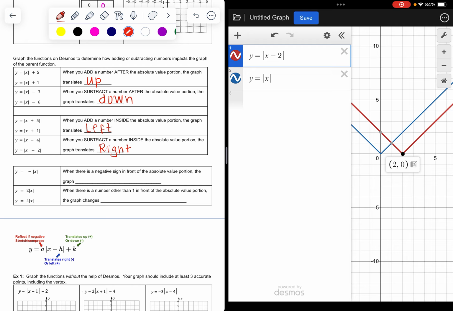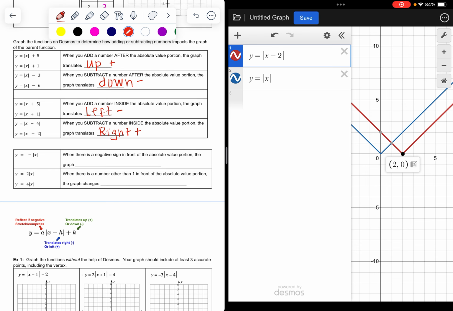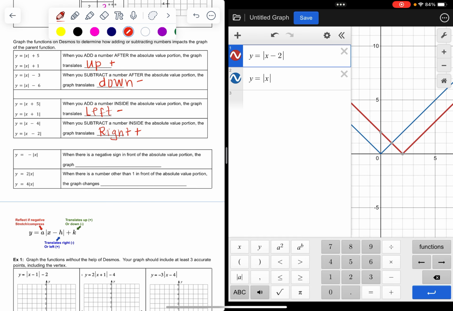I should tell you, if it moves up, that means it's positive. Moves down, it's negative. Moves left, it's negative. Moves right, it's positive. What if we put a negative in front? Well, let's see here.